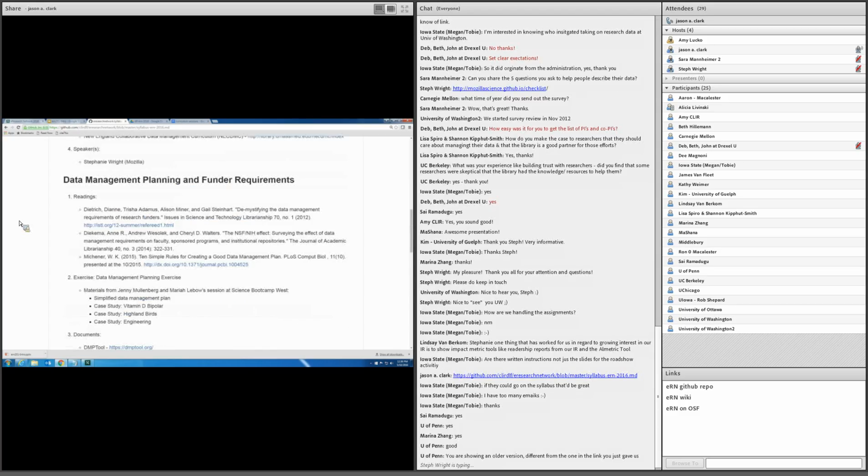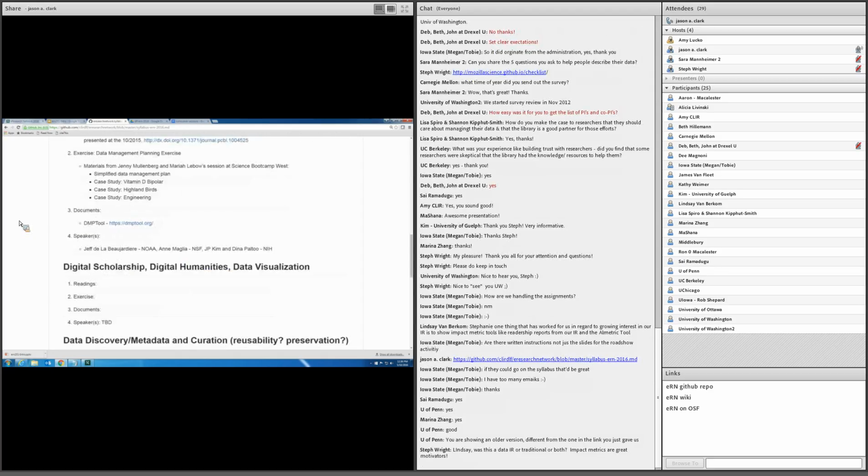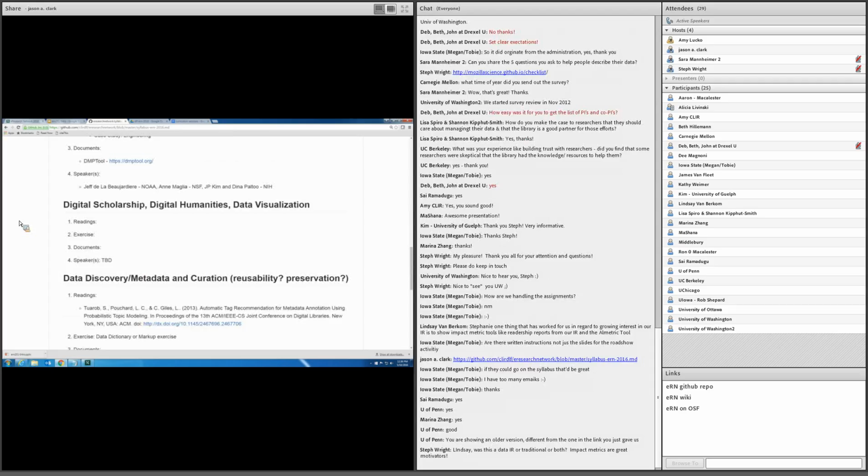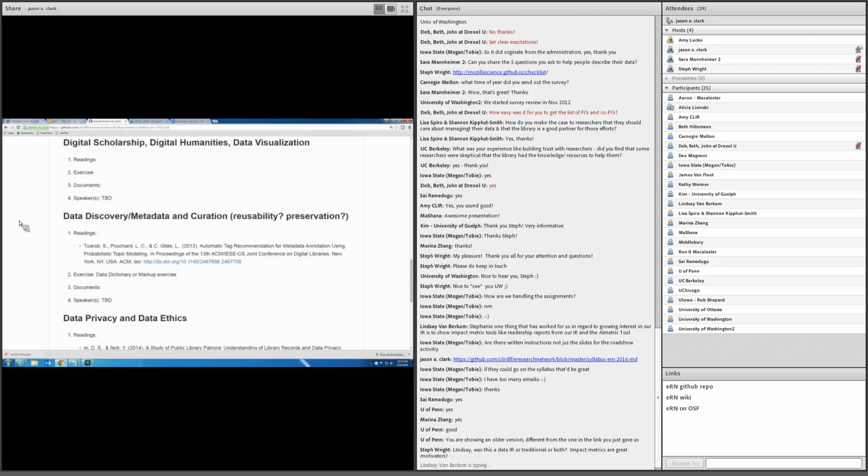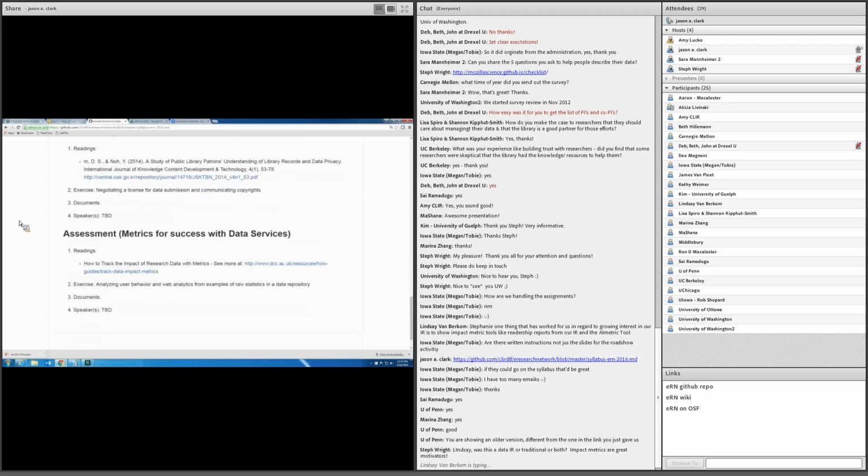If you follow through, you can see we move from data advocacy to data management planning, and then we're going to take a side trip into digital scholarship, digital humanities, and data visualization, because we heard loud and clear from this cohort in particular that we wanted to bring that concept into eResearch, into the eResearch network and data management. So we'll talk about that. You can see there's discovery and metadata, data privacy and ethics, and then finally assessment.